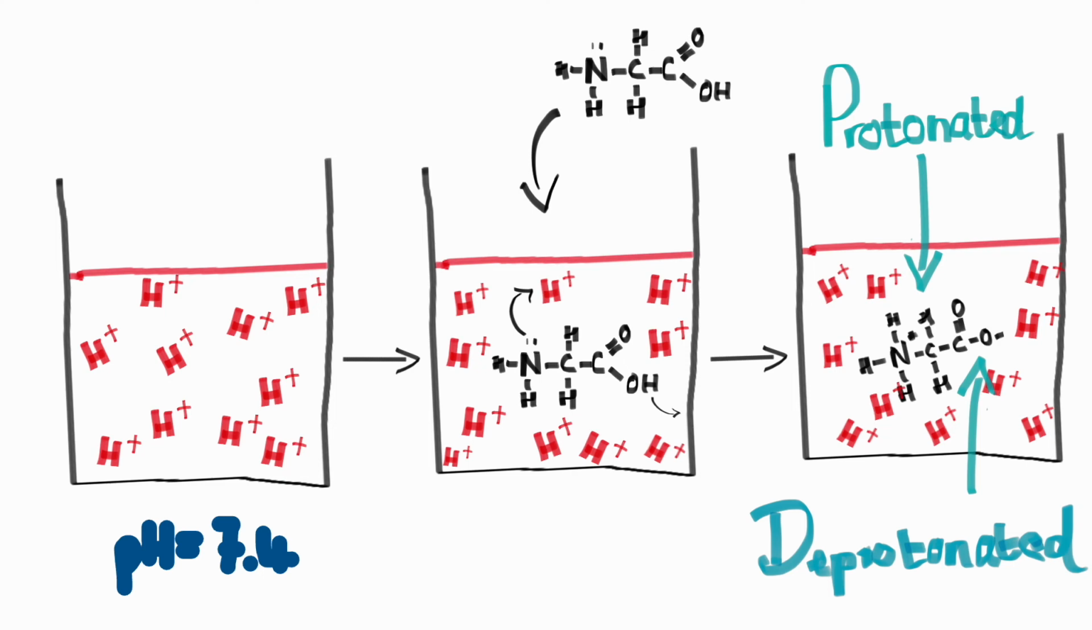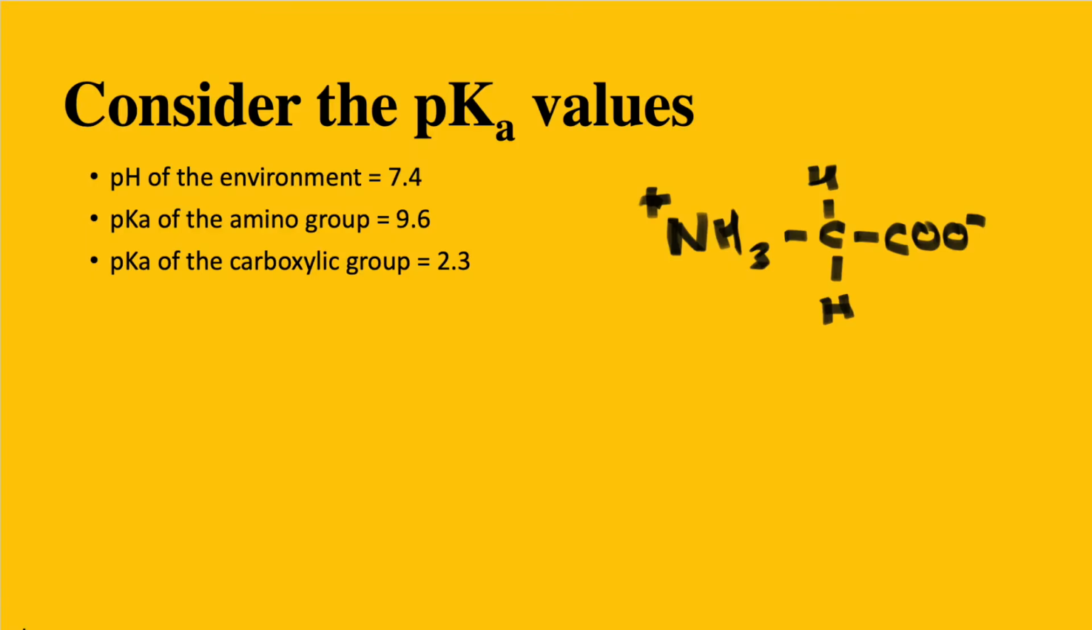Now, why is that? Let's consider this again in terms of numbers like we did previously. The pH of the environment is 7.4. The pKa of amino groups is 9.6. The pKa of carboxyl groups is 2.3. The latter two numbers were discussed earlier. They're not going to change. They're going to remain the same.